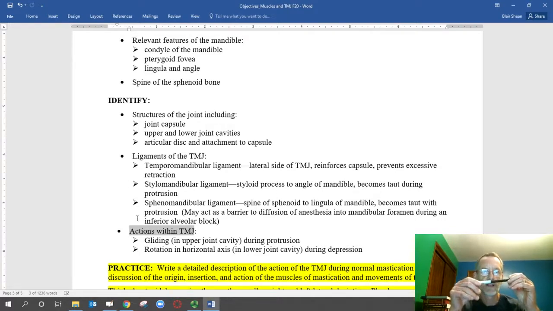If the axis of rotation is changed, bones are going to move in a different direction. So we'll go through some of that. Okay, that may take a little bit of time to think about. That's terminology that's in that description of TMJ movements. So let's go to the slides.